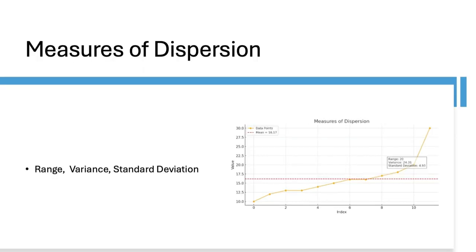Now that we know how to find the center of a data set, let's talk about measures of dispersion. This tells us how spread out the data is. Imagine 2 classrooms taking the same test. If one class has scores that are very close together, and another class has widely varying scores, we need a way to measure that difference. That is where the range, the variance, and the standard deviation come in. Here's a measure of dispersion graph using simple data. It visualizes the data points along the mean and includes key statistics like range, variance, and standard deviation. Now we will get more into this.